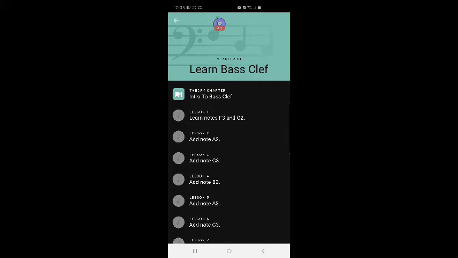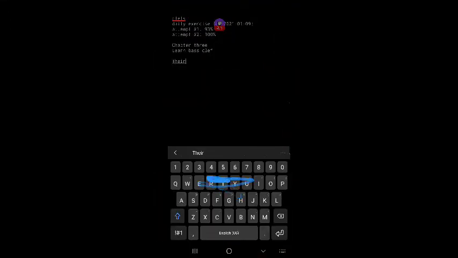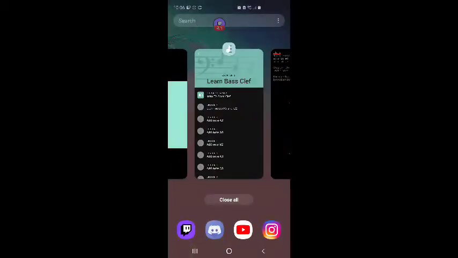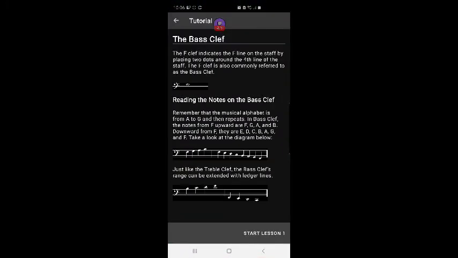Theory chapter, introduction to bass clef. The bass clef. The F clef indicates the F line on the staff by placing two dots around the fourth line of the staff. F clef is also commonly referred to as the bass clef.